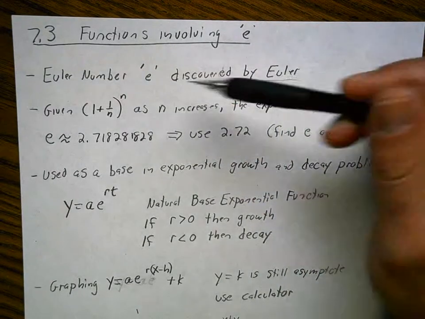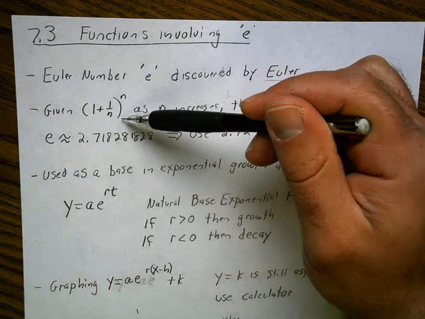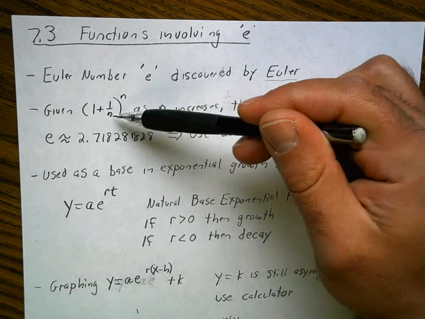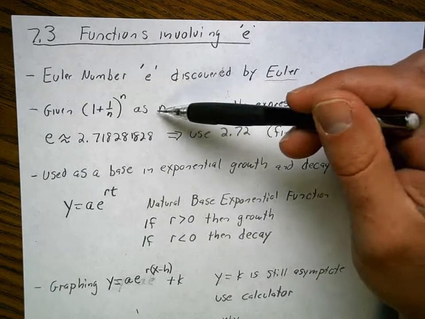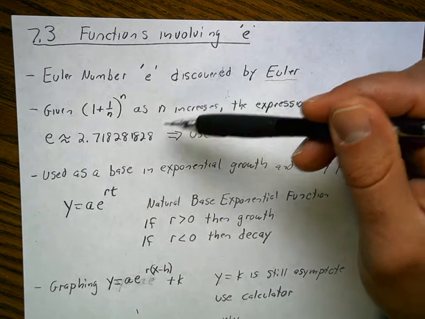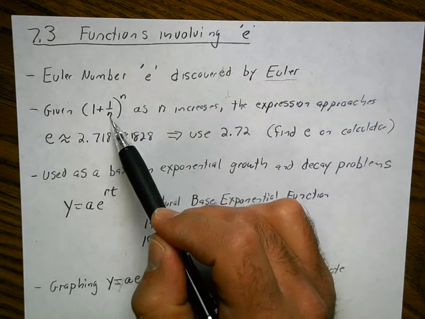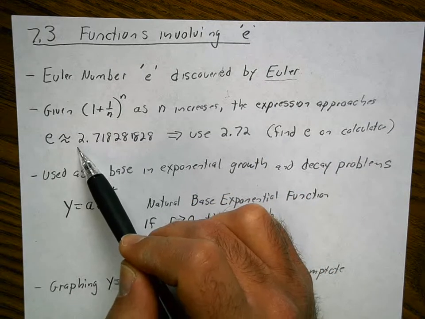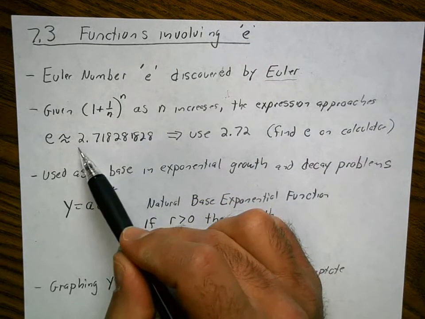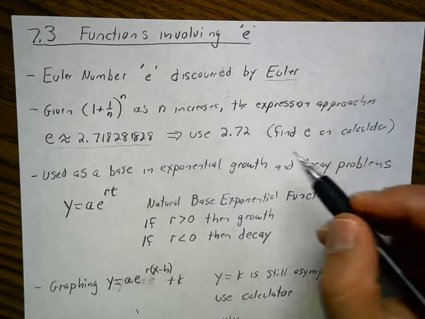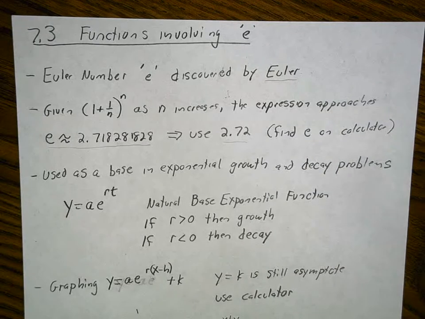The number comes from taking this expression here, 1 plus 1 over n, to the n power. As you increase n, the number approaches a specific number. The bigger the number I plug in, the closer and closer it gets to the Euler number, which is this number right here, which we can round to 2.72.